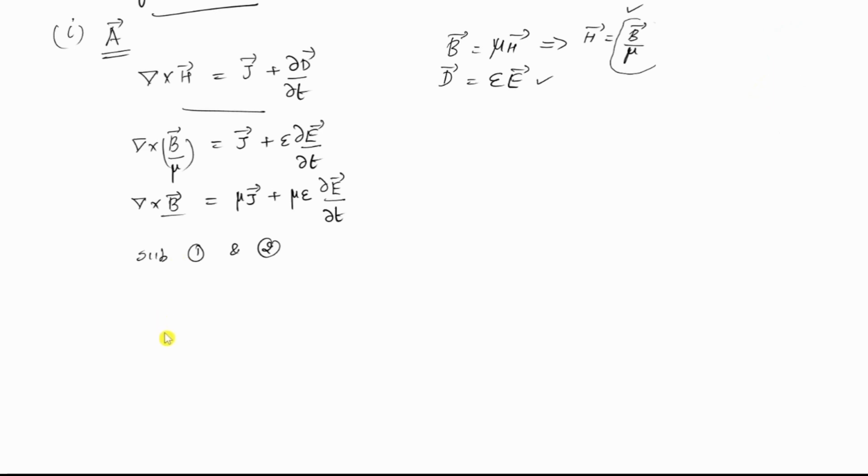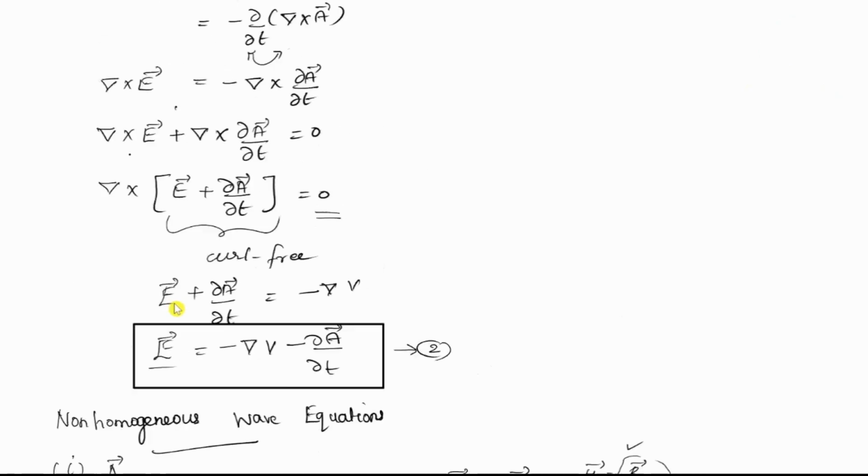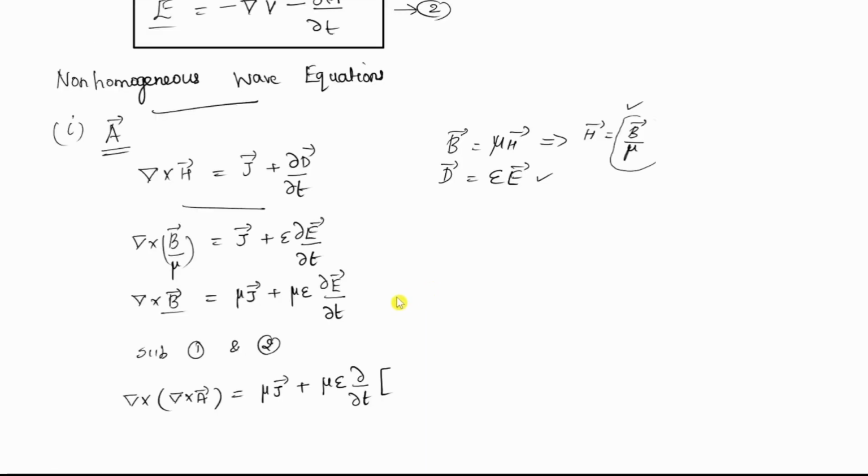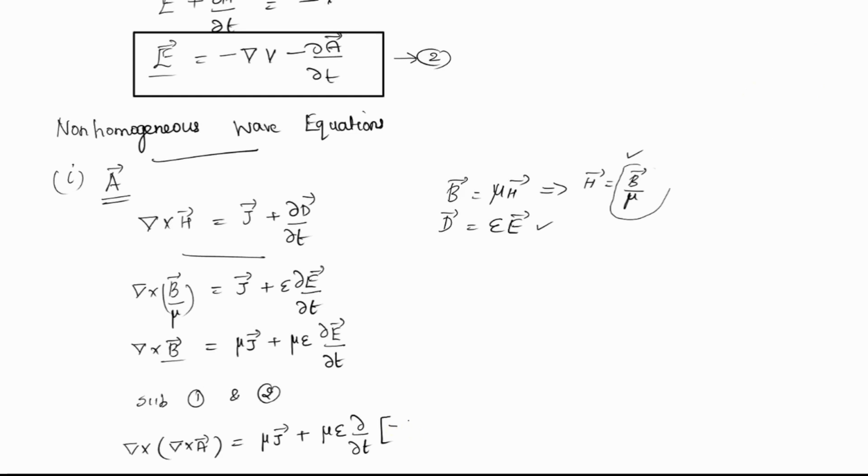So if we substitute equation number 1 and 2 in this equation now, del cross B, instead of B, we can use equation number 1. It is del cross A. Instead of B, we can write del cross A, and the right hand side is mu J plus mu epsilon dou by dou T of E, and you can use the second equation for E. E is minus del V minus dou A by dou T.